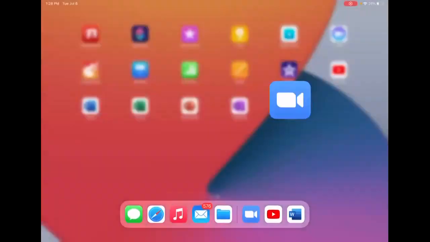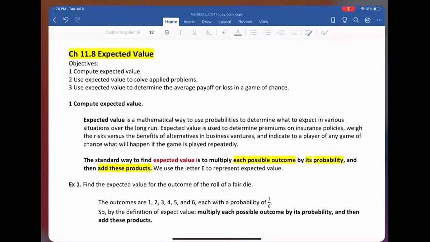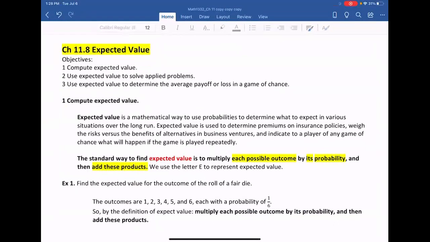In this video, we will learn chapter 11.8, expected value. First part, we will learn to compute expected value.